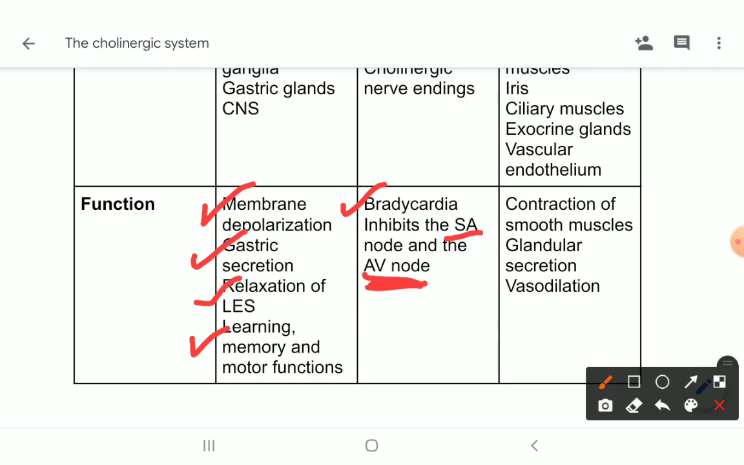Now, what are the functions of M3 receptors? Through M3 receptors, acetylcholine can cause contraction of smooth muscles, glandular secretion, and vasodilation.